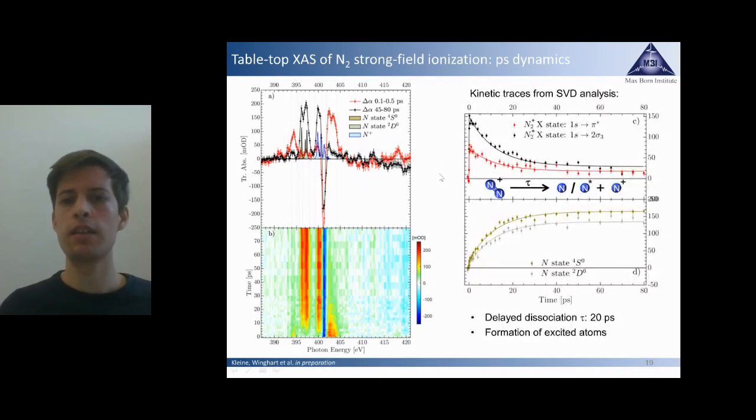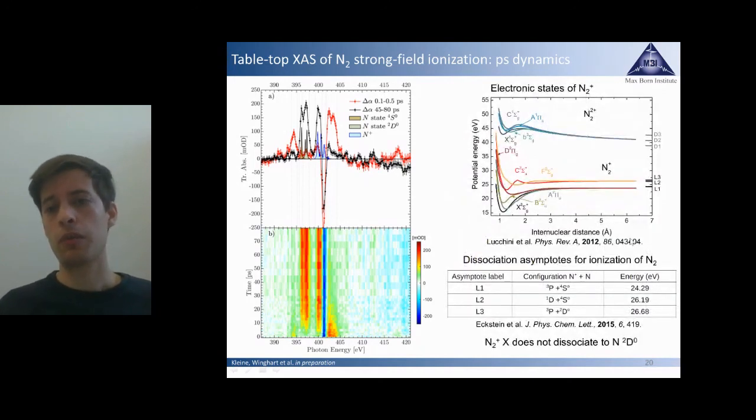The kinetic analysis here has been done with an SVD analysis. And the whole contour map can basically be described with a very simple scheme of a single exponential decay and rise with a single time constant for the dissociation. As you can see here, the dissociation of nitrogen cation and also the production of all the different atoms in different excited states occurs with a time constant of 20 picoseconds for this measurement at 4 bar backing pressure. And as I mentioned, we observed the formation of excited atoms.